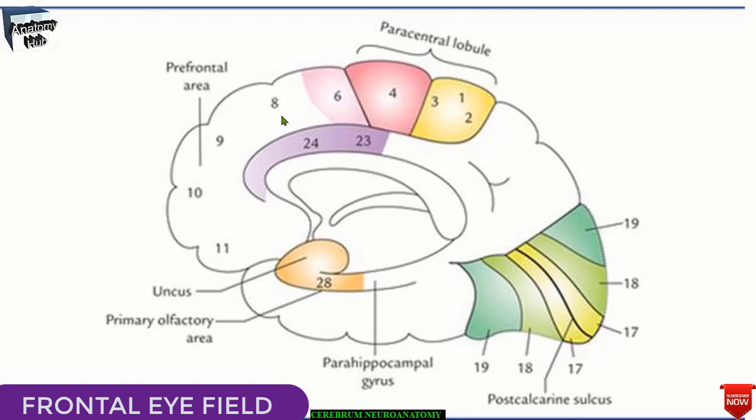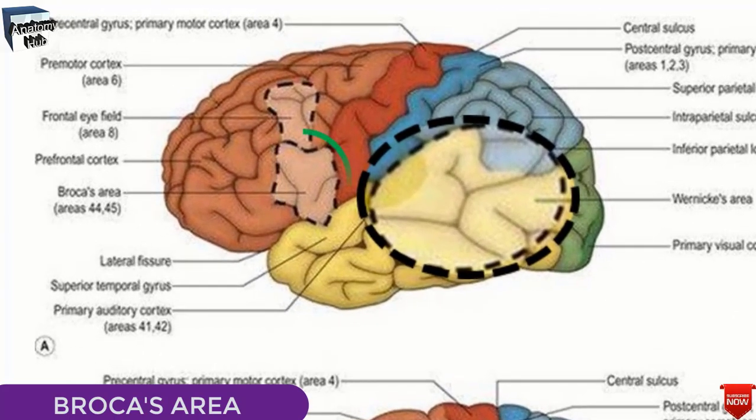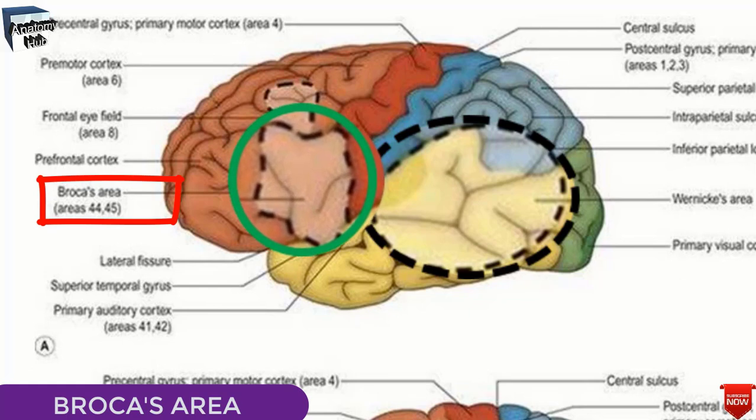Like that, you'll find the motor speech area of Broca, which is located in the pars triangularis, that is area number 45 that you can observe over here, and the pars opercularis, that is area number 44, of the inferior frontal gyrus of the frontal lobe of the left hemisphere, which is the dominant hemisphere in most individuals, and the persons are right handed. However, in 30% of cases it is present in the right hemisphere and persons are left handed.